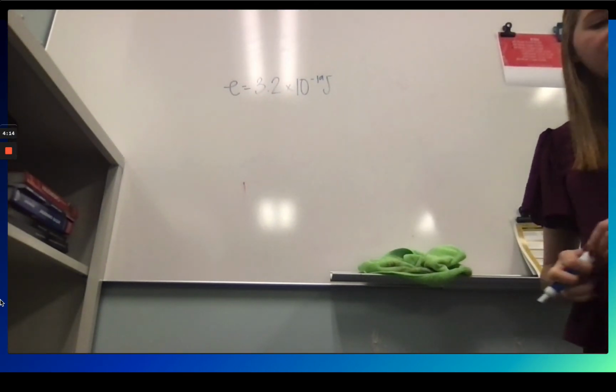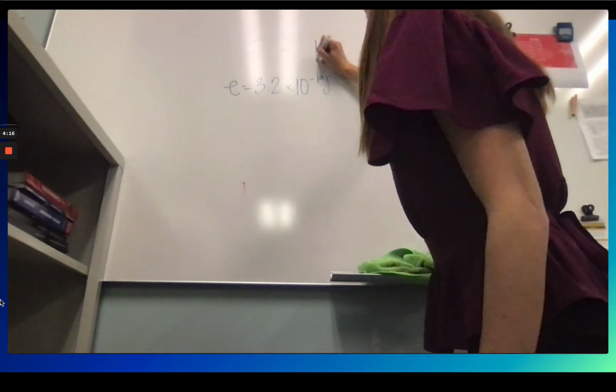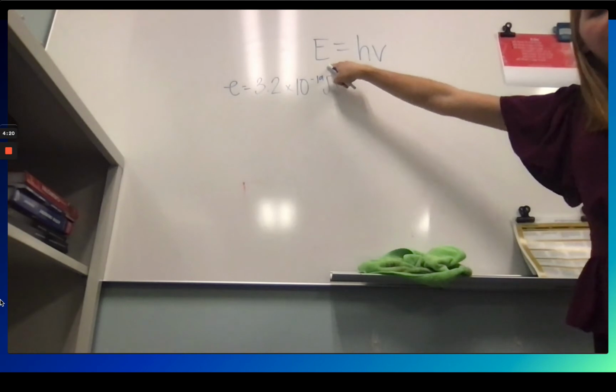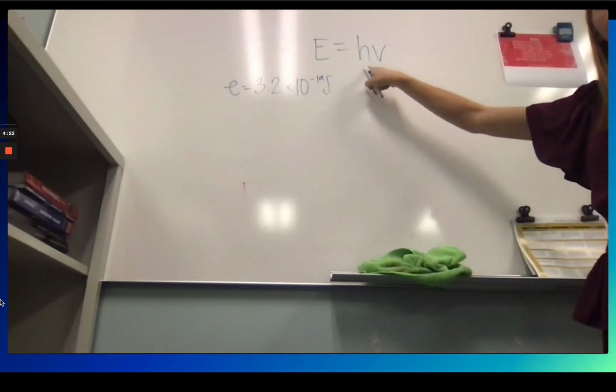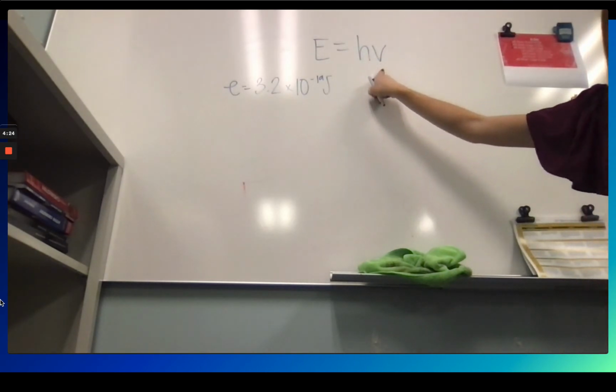So in our problem, it tells us that the energy given is 3.2 times 10 to the negative 19 joules of energy. Okay, so that's what we're given, 3.2 times 10 to the negative 19 joules. We're using the formula energy equals hv. Remember, E is energy, h is what we call Planck's constant, and v is going to be our frequency.